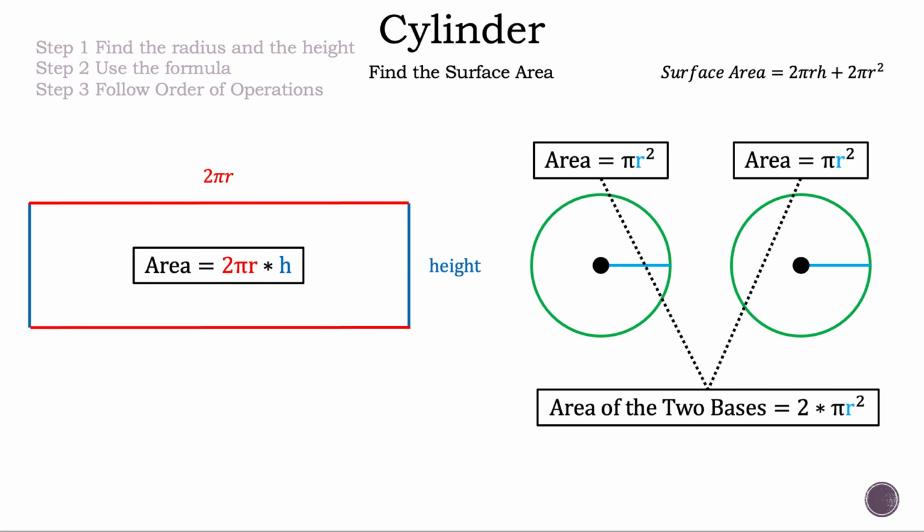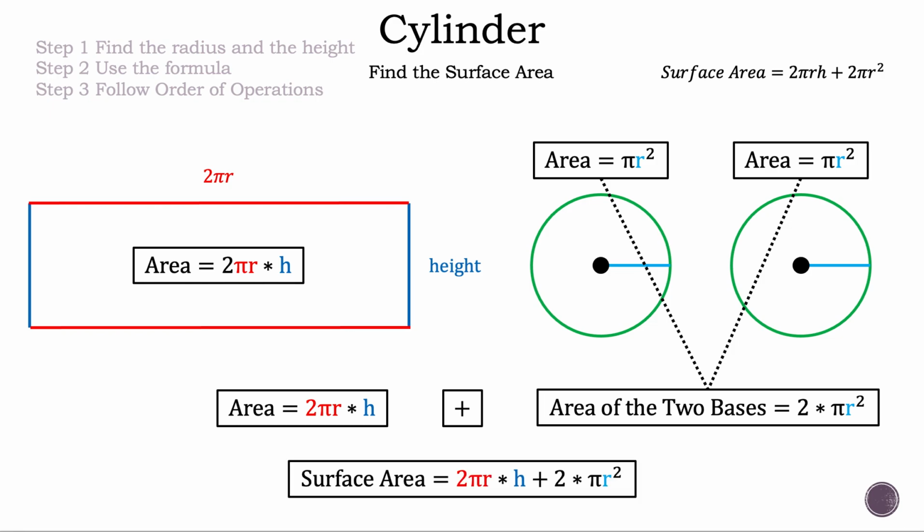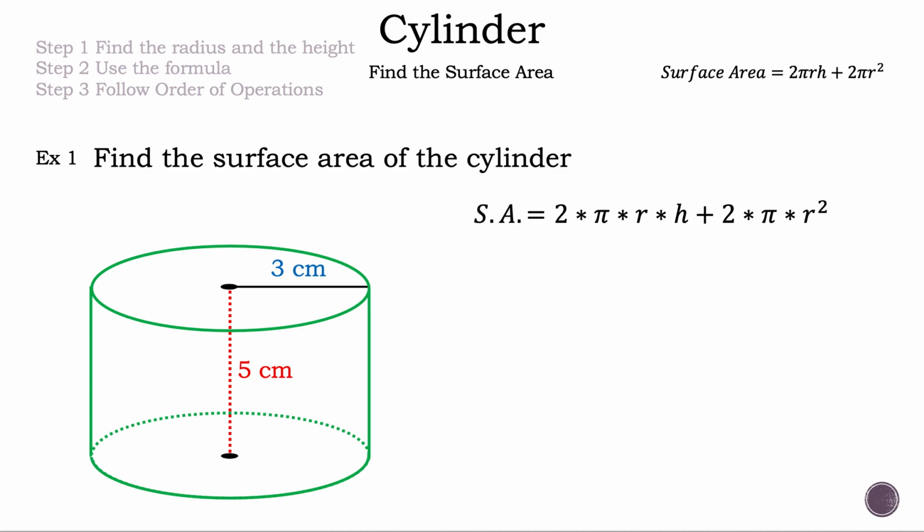Now let's bring down the surface area of the rectangle, and once again that is 2 pi r times h. And now we have to add these surface areas to find the total surface area for a cylinder, and that is: surface area is equal to 2 pi r times h plus 2 times pi r squared. And now let's take a look at example 1, and let's read the steps.